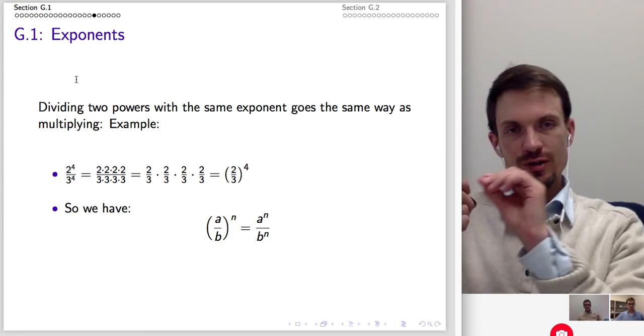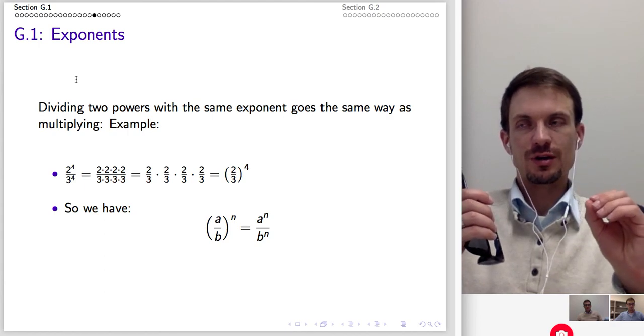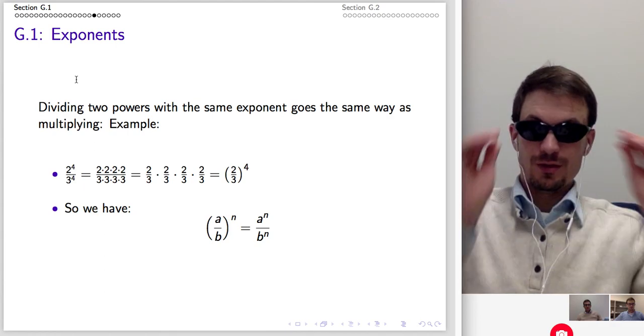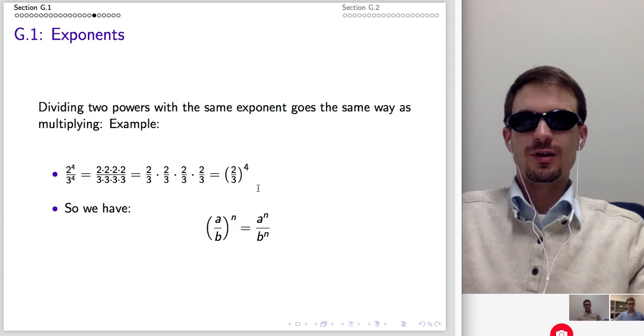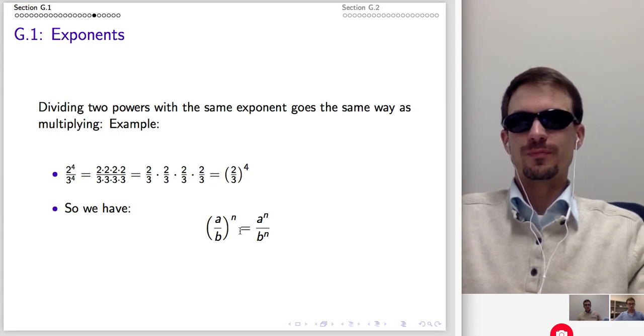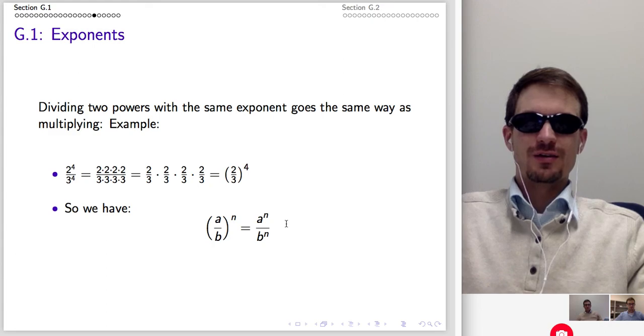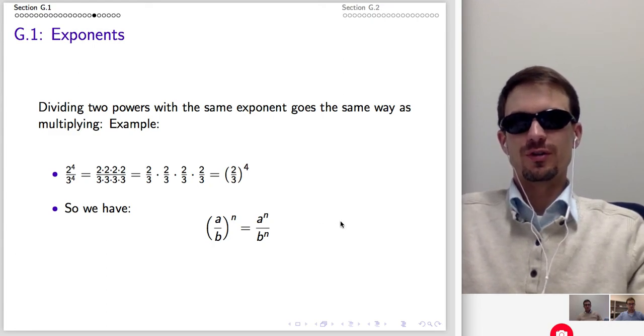Well, let's write this out. Literally 2 times 2 times 2 times 2 divided by 3 times 3 times 3 times 3. So then we can get a sense of what this product is. Oh well, it's 2/3 raised to the fourth power. So here's the more general rule. A over b to the n is a to the n over b to the n. Well, that was our rule from before.